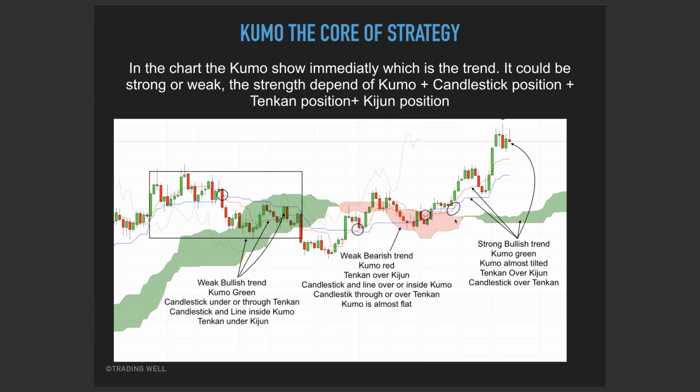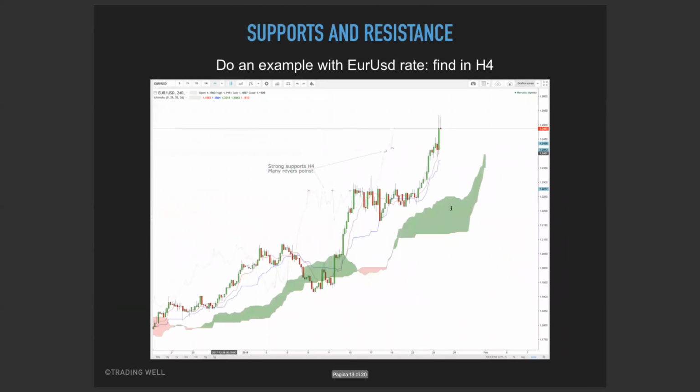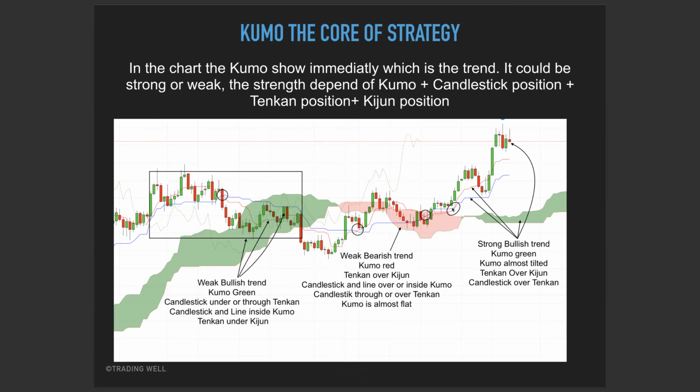We can understand that the trend changed from bearish to bullish when Tenkan crosses Kijun and passes over. So Tenkan crosses Kijun, and at this point of the chart we have a strong signal that the trend became bullish.